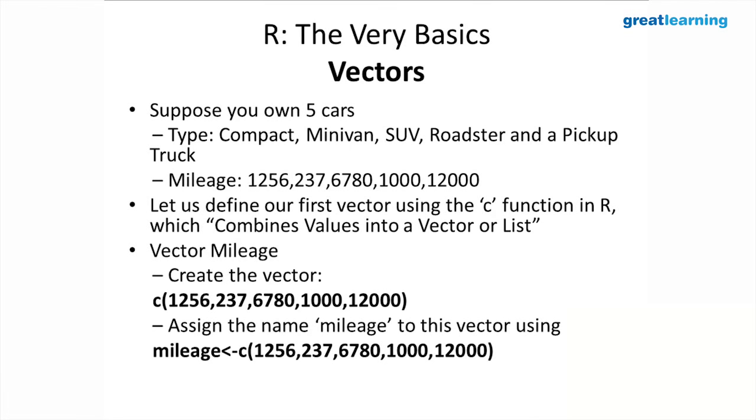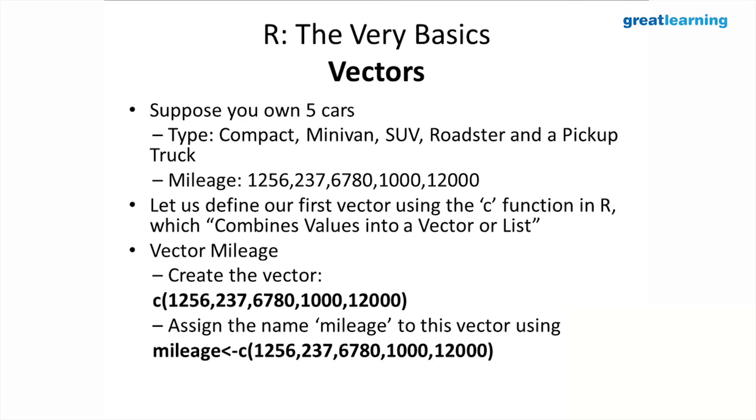So let's build up a scenario here. Suppose you own 5 cars. We'll see how we can understand these 5 cars using vectors. Suppose when we spoke about cars, we have a type of the cars. Cars can be compact, minivan, SUV, roadster, or maybe a pickup truck.